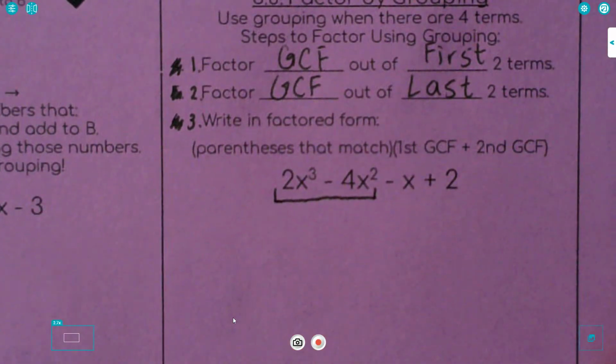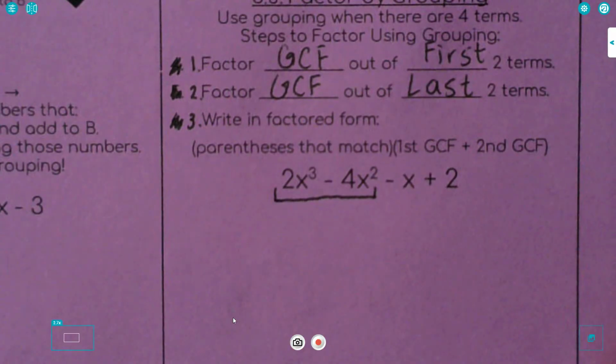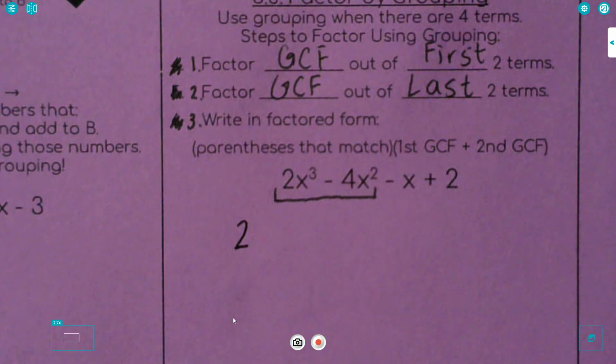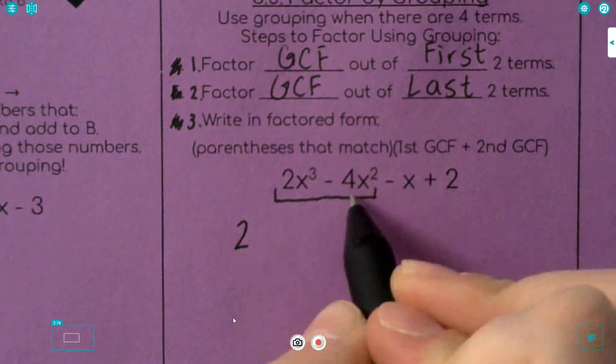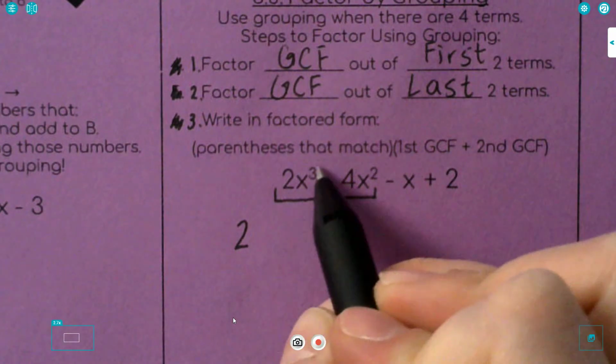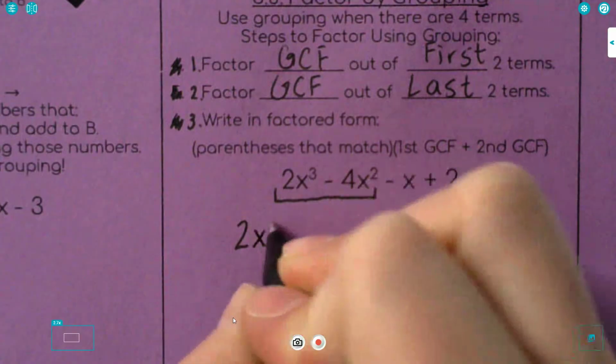What can I divide 2 and negative 4 both by? 2. I am never going to pull a negative out of my first 2 terms, because my first term is never going to be negative. That one might be, but that one will never be. I can also pull out an x squared, because I've got 3 here and 2 here. So 2x squared is my first GCF.